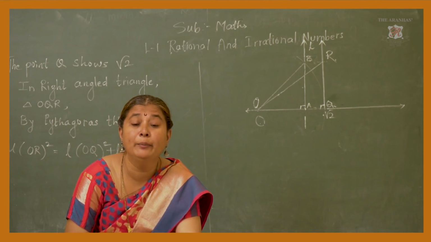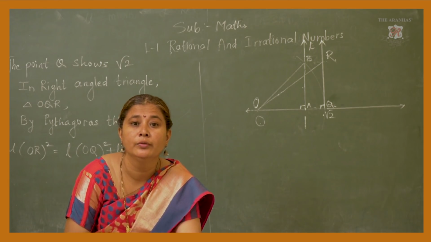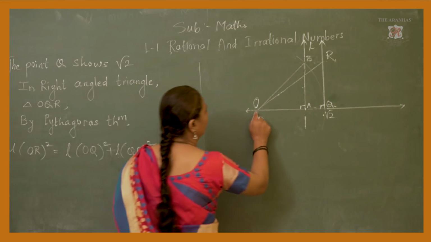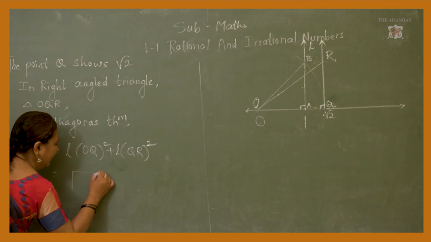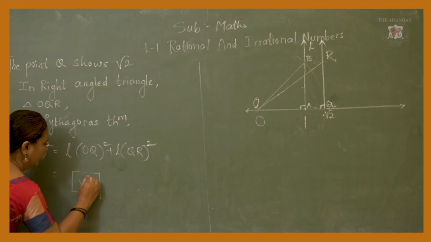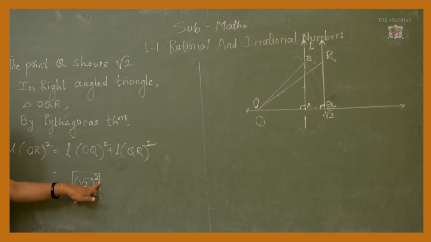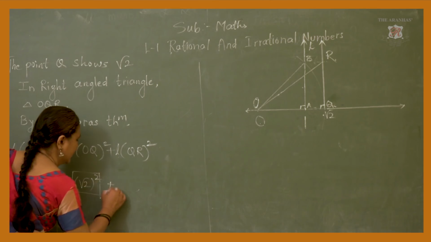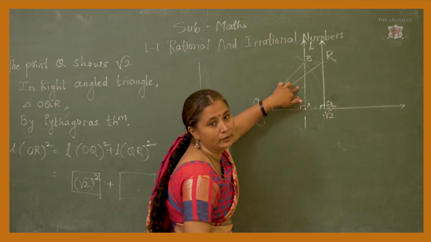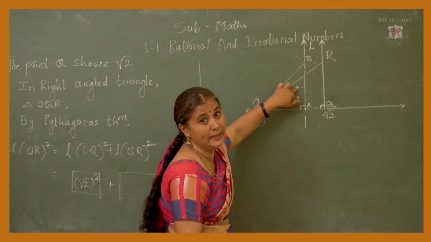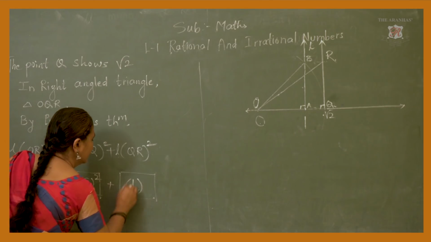Here there are empty boxes. We have to fill the empty boxes. Now, what is the distance of OQ? See that OQ. From O to Q the distance is what? Root 2. So, fill in the empty box. OQ is equal to root 2, but it is OQ square. So, root 2 in brackets square, that we have to write, plus. Now, what is the distance of QR? I told you, the perpendicular distance will not change, it remains the same. So, this is 1 unit. So, here 1 square.